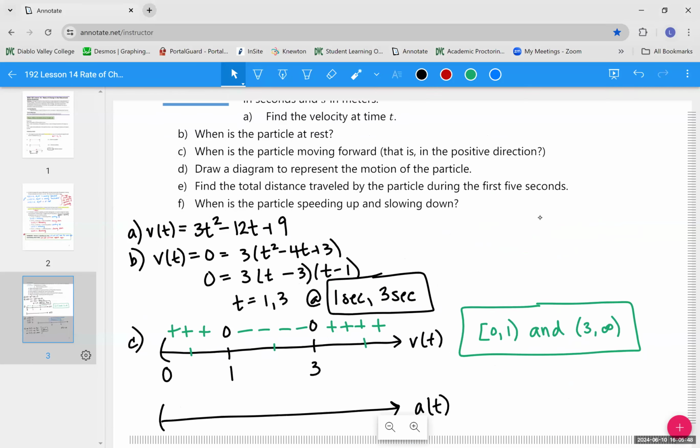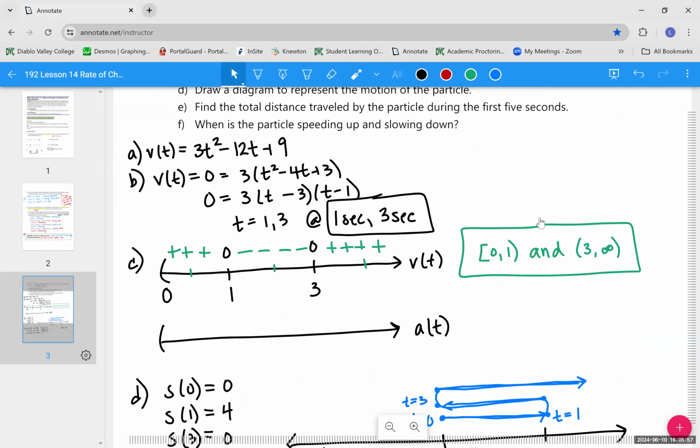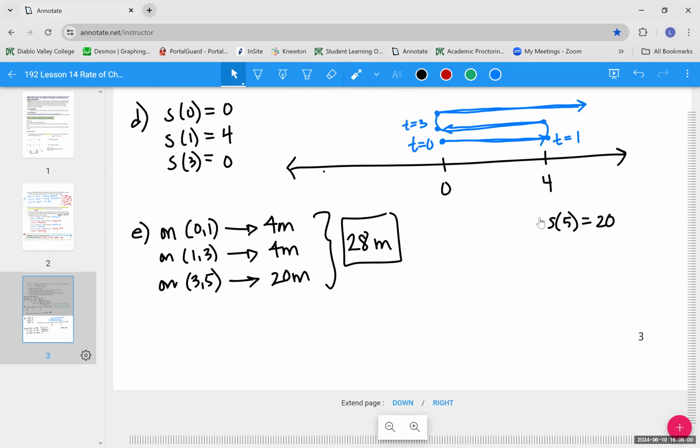Okay, and last but not least, for part F, we've arrived at the question for when is the particle speeding up and slowing down? So we need to analyze velocity and acceleration together. So let me start down here. I'm going to go up to that sign chart in just a second. So first I need to find the acceleration. So I'm going to take the derivative of the position. And then to create my sign chart, I need to know when this is 0. So that will be at 2.